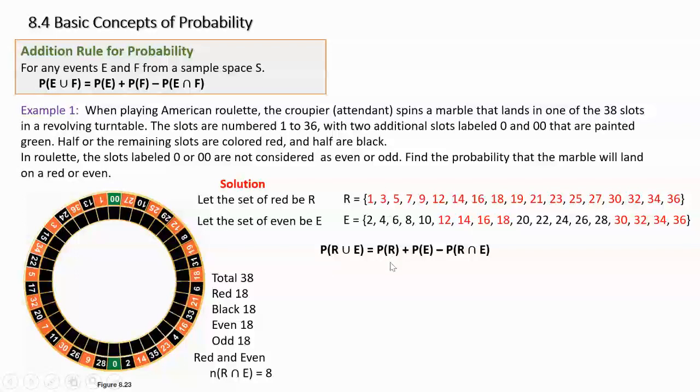So the probability of red will be 18 over 38. The probability of even will also be 18 over 38 because it's 38 total. And the probability of red intersect even is 8 over 38. So it's going to give us 28 over 38. This is my solution, which simplifies to 14 over 19. That's how we use the addition rule for probability. This example will help you with some of the homework.